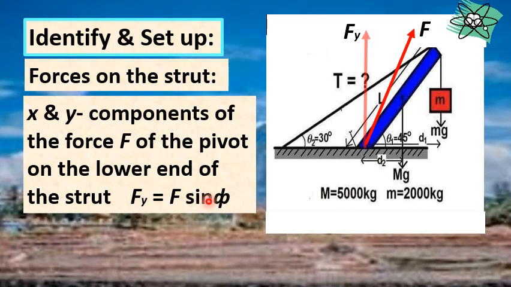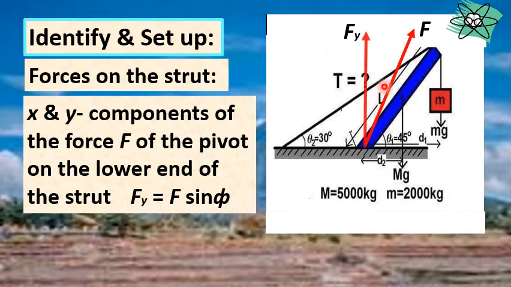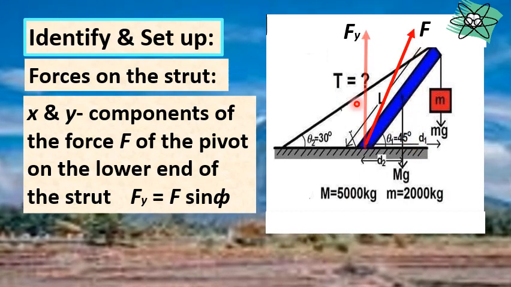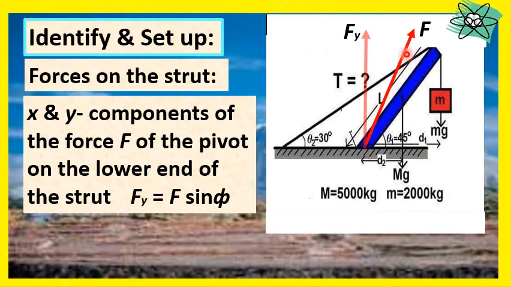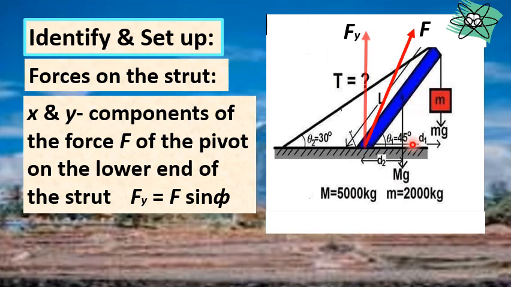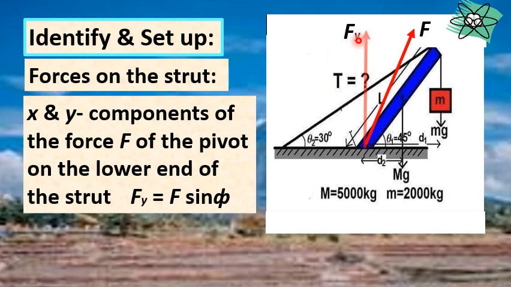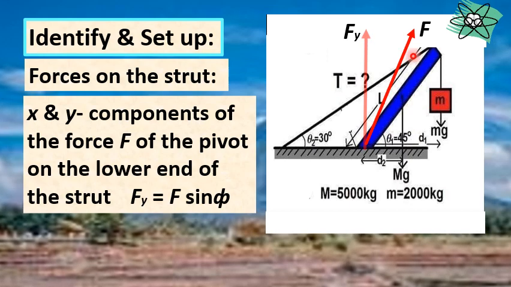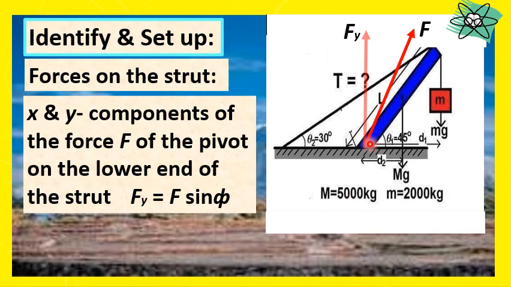We use the sine function because this vertical component of F corresponds to the opposite side of the imaginary right triangle, with the force F being the hypotenuse. The component Fy is the side opposite to the angle phi, right?